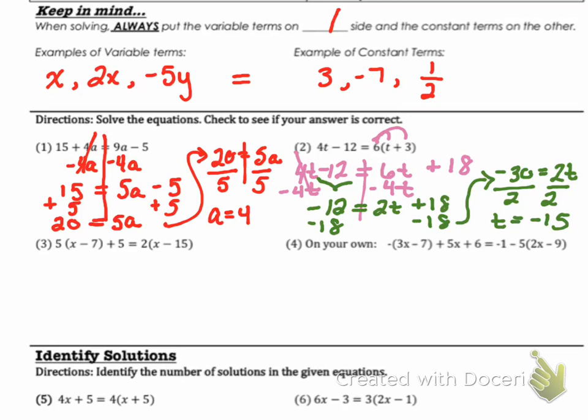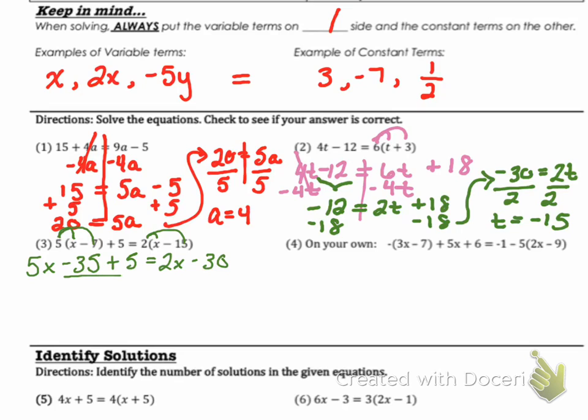So let's see. In number 3, same idea. Now I'm going to distribute. I've got a lot of distributing to do and combine like terms. So I'll distribute the 5. That gives me 5x minus 35 plus 5 is equal to, I'll distribute the 2 to get 2x minus 30.